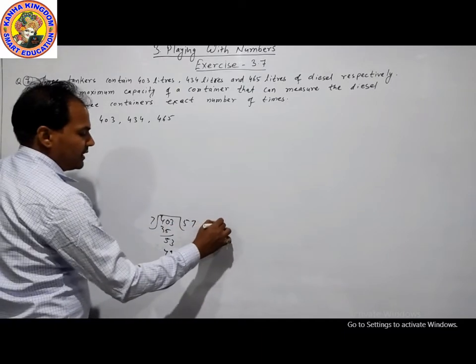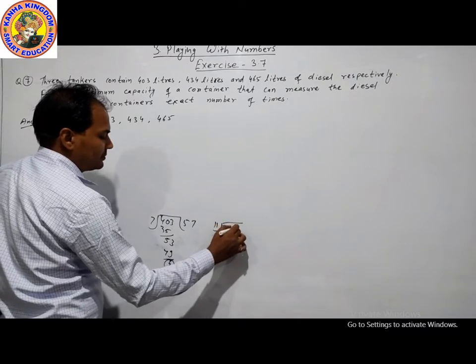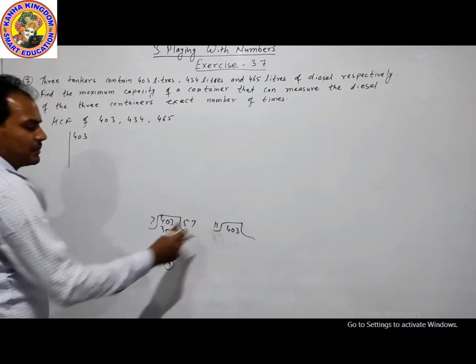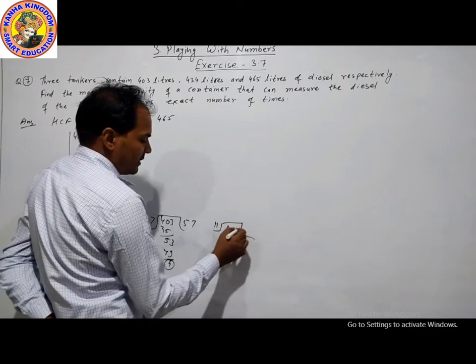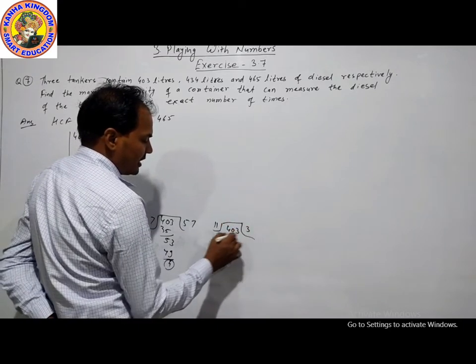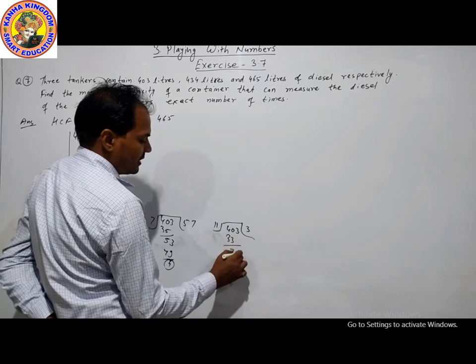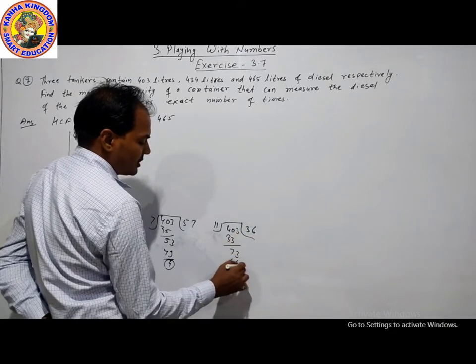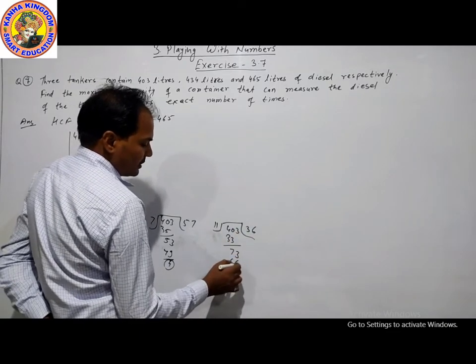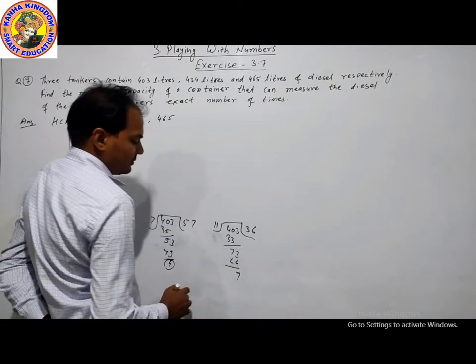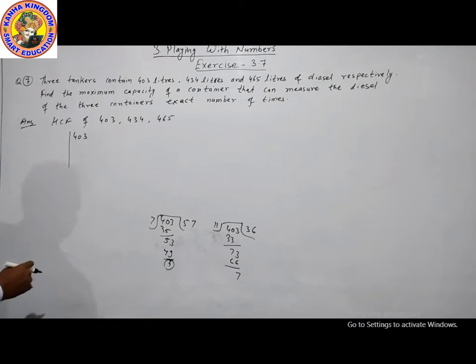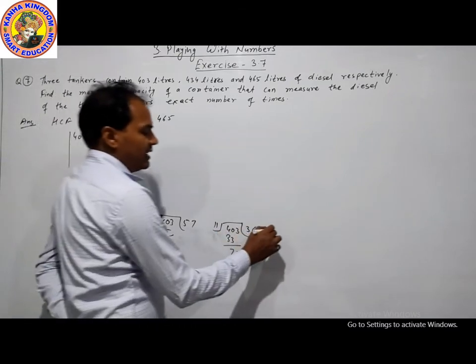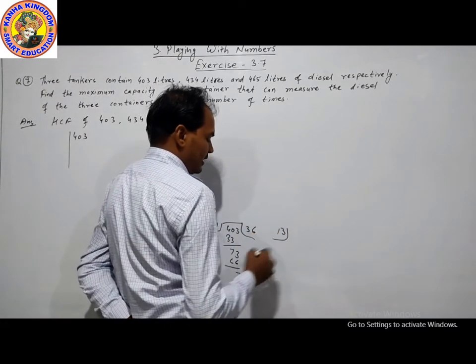Now we will try to divide by 11. The next prime number is 11. By dividing by 11, 3 times 33, 73, 6 times 66, remainder is 7, so we cannot divide by 11. Now we will try 13.